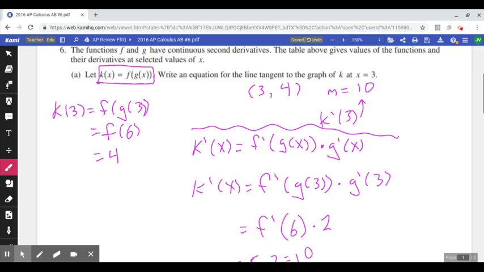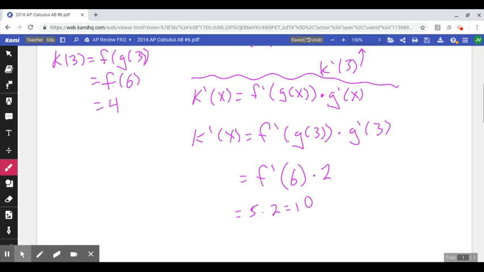If you stop there, you might earn a few points for this problem, but you actually haven't answered the question. Sometimes I like to go back and read the question itself to see what I'm supposed to do for my answer. So this says write an equation for the line tangent to the graph. I think point slope is going to be the easiest here, so we'll do y minus the y value, which was 4, is equal to the slope times x minus the x value, which is 3.